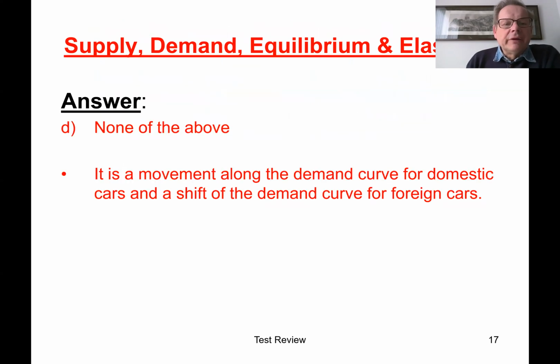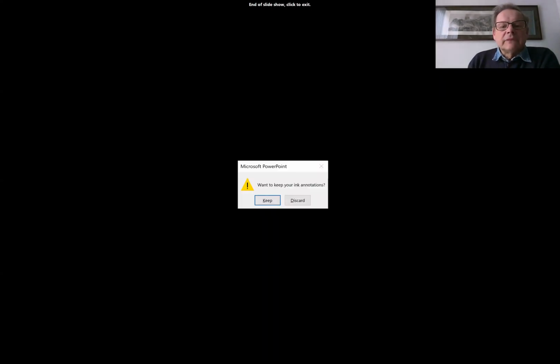Our answer here is none of the above. It is a movement along the demand curve for domestic cars and a shift of the demand curve for foreign cars. That's the explanation why it is none of the above. Let's end.